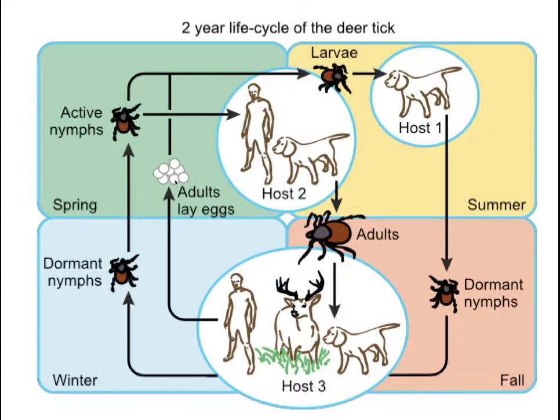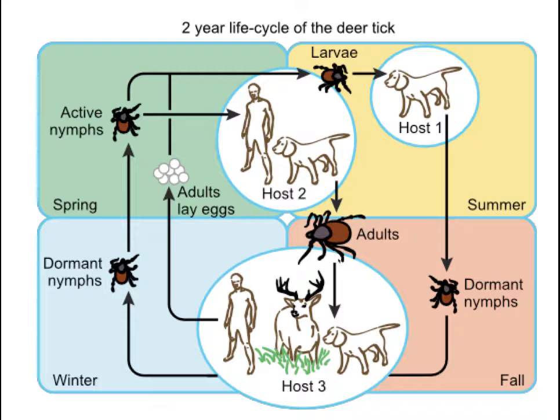Eggs are laid. In the spring, those eggs will hatch, and the larva will have a blood meal. They prefer mice for this, but they will attack other hosts. They then differentiate into a nymph, and over the fall they will go dormant and stay dormant over the winter. In the spring they will become active again, and they will take a second feeding on a host. Again, they prefer mice, and they will differentiate into adults.